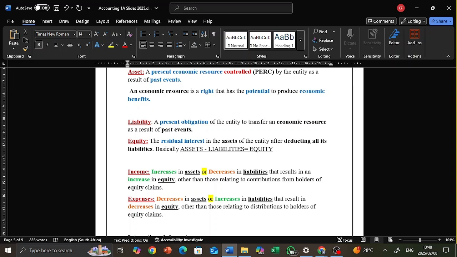All right? Same with a liability. A current liability is a liability that needs to be paid off within 12 months, within a year. Okay? A non current liability is a liability that needs to be paid off in longer than 12 months.